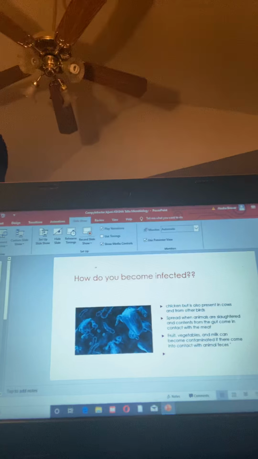So how do you become infected? You can see here's a chicken, and there's a little bacteria. How do you become infected? So you basically become infected when you consume it. You have to get it inside of your system.